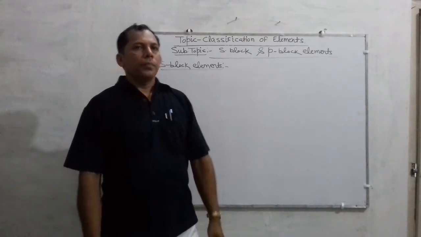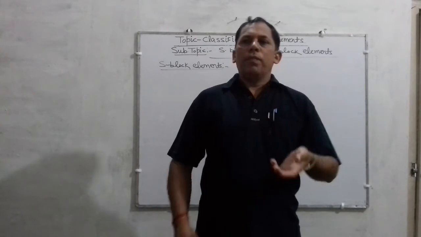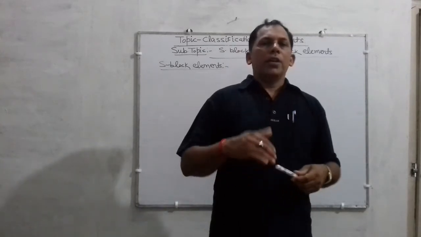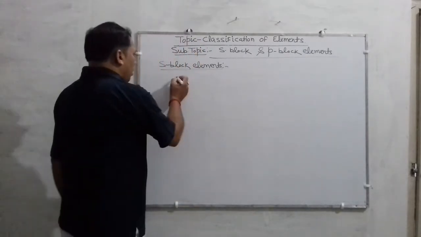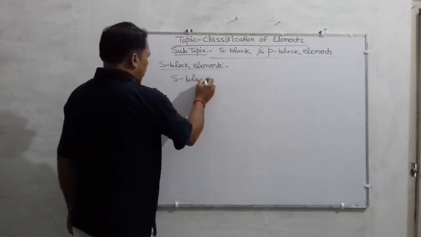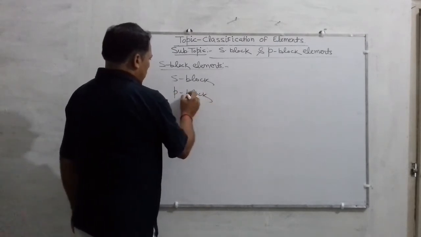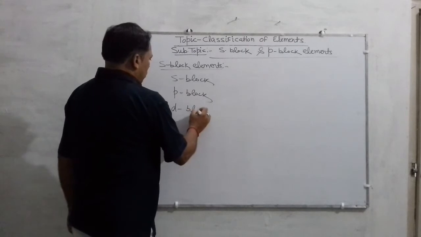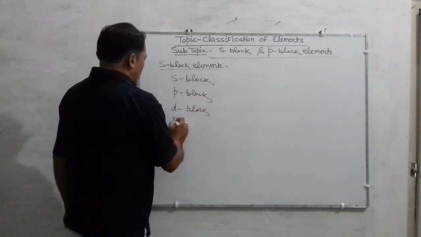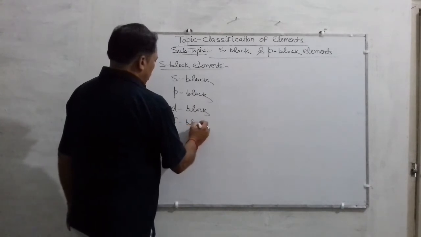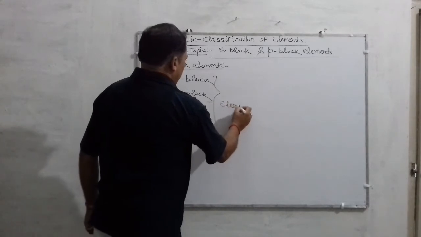Okay, so on the basis of electronic configuration, the long form of the periodic table is classified into 4 blocks. These 4 blocks are called, namely, S block, P block, D block and F block elements respectively.